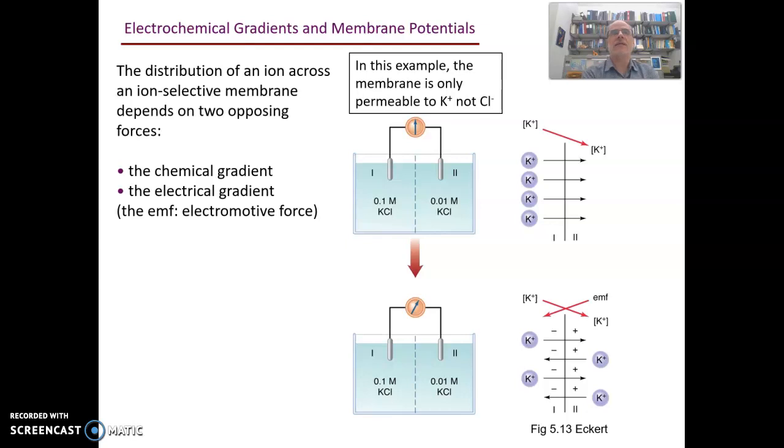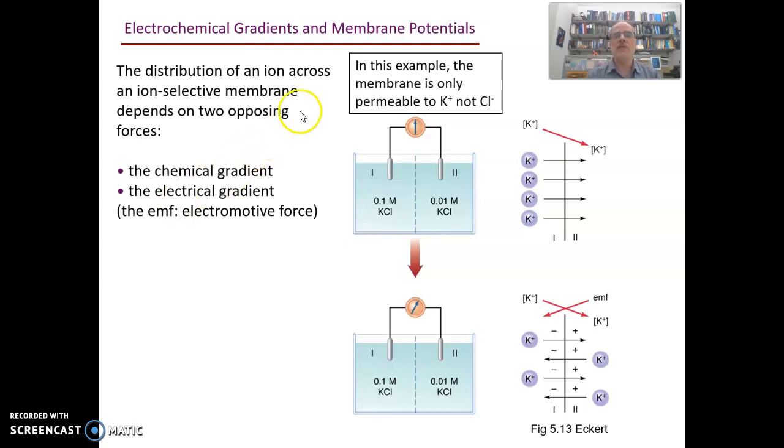As we saw last lecture, the distribution of ions across an ion-selective membrane depends on two opposing forces. It depends on the chemical gradient, and it also depends on the electrical gradient. In some textbooks, the electrical gradient is also called the electromotive force, or the EMF, which is the acronym that is used in the example shown here in the figure.